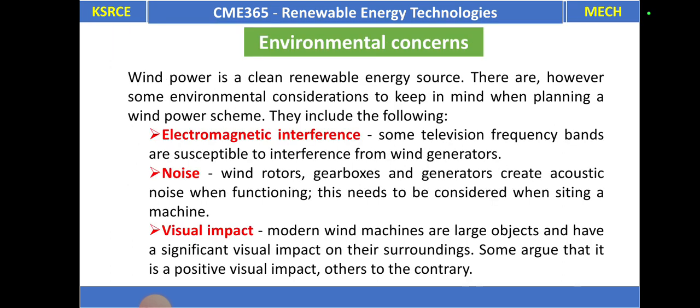Environmental concerns. Wind power is a clean renewable energy source. There are however some environmental considerations to keep in mind when planning a wind power scheme. They include the following: first, electromagnetic interference, second one noise, third one visual impacts.